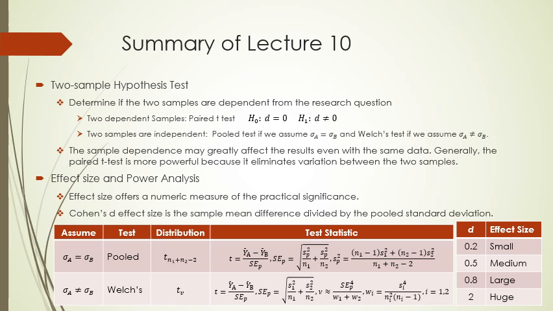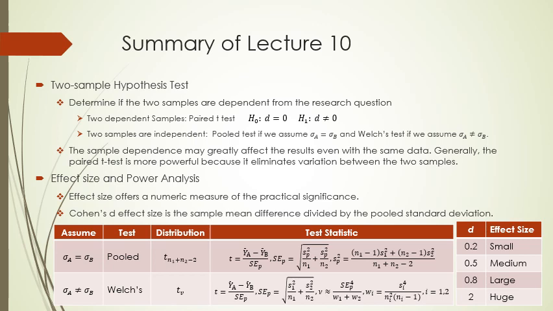If the two samples are independent, then we use the pooled two-sample test if we assume the population standard deviations are equal, and the Welch's test if we assume the population standard deviations are not equal. The dependence between the samples may greatly affect the results even with the same data. Generally, the paired t-test is more powerful because it eliminates variation between the two samples.